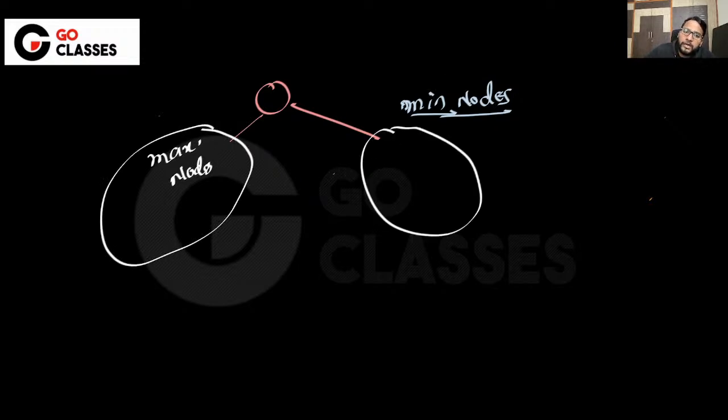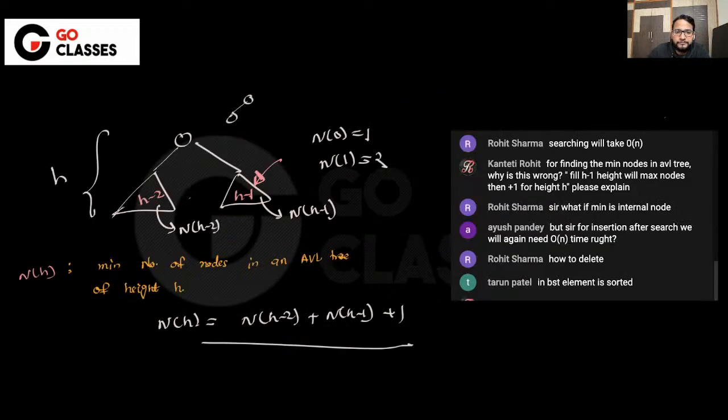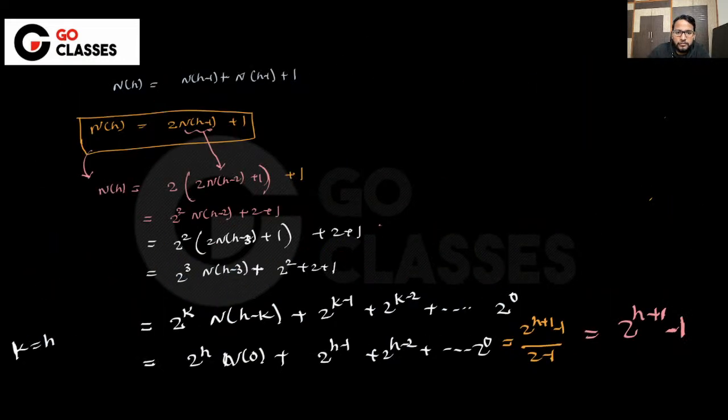So how will you calculate this? Let's suppose the height here is, maybe, 4. If you want the maximum number of nodes here, then the height should be 3. If you want the minimum number of nodes here, then the height should be 2, right? Because with height 2 you can still ultimately have height 4. So the maximum number of nodes with height 3 will be, what is the answer?